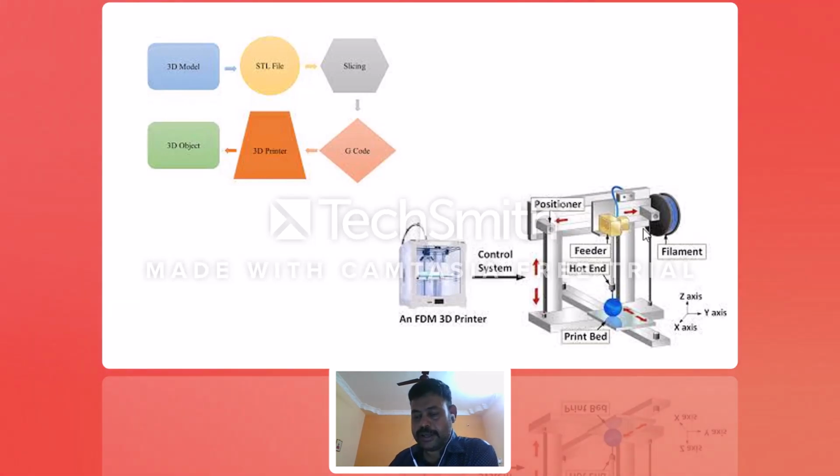Look at the basic 3D printer. Here you have a filament. Filament means like a wire. That wire is getting melted and it is deposited over the component layer by layer. Finally, you will get your required component.